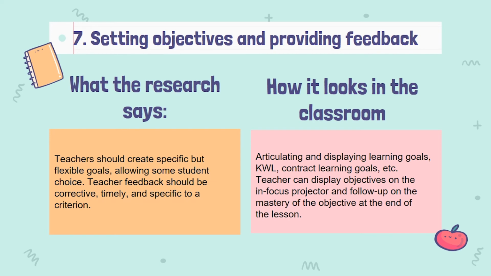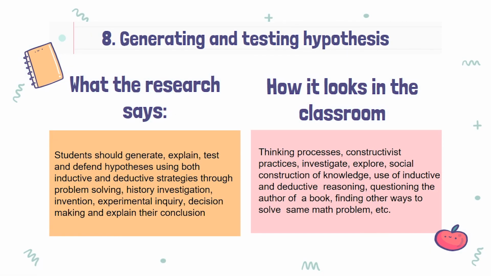The seventh strategies are setting objectives and providing feedback. Teachers should create specific but flexible goals, allowing some student choice. Teacher feedback should be corrective, timely, and specific to a criterion. The eighth strategies are generating and testing hypotheses.